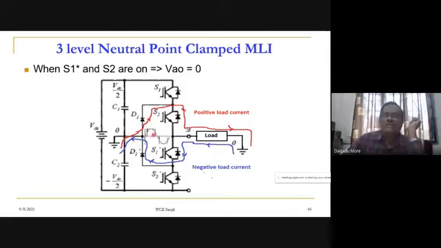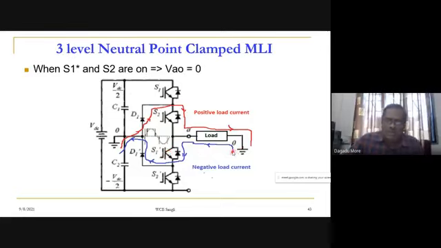Now let us assume that the load has a positive current, from A to O. How does that positive current flow? From the O point through this clamping diode, the current goes to switch S2 in this direction, through switch S2, and then to the load, and it completes the path. Whereas whenever the current is in the opposite direction, a negative current we can call it, then as we have shown here, our switch S1 star is on.